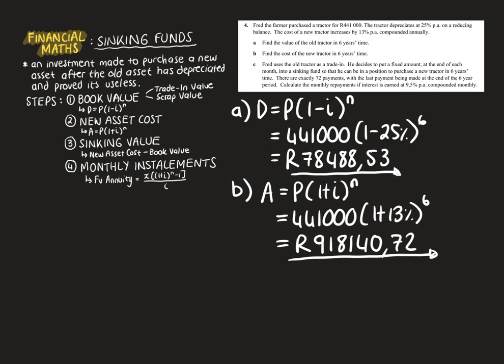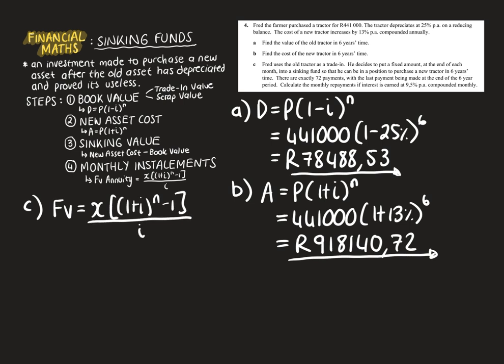He decides to put a fixed amount at the end of each month into a sinking fund so that he can be in a position to purchase a new tractor in 6 years' time. There are exactly 72 payments, with the last payment being made at the end of the 6-year period. All fine there, it's considered to be a normal scenario. Calculate the monthly repayments if interest is earned at 9.5% per annum compounded monthly. Okay, fantastic. So C is going to be the result of using your future value annuity formula, and we are going to be solving for X.